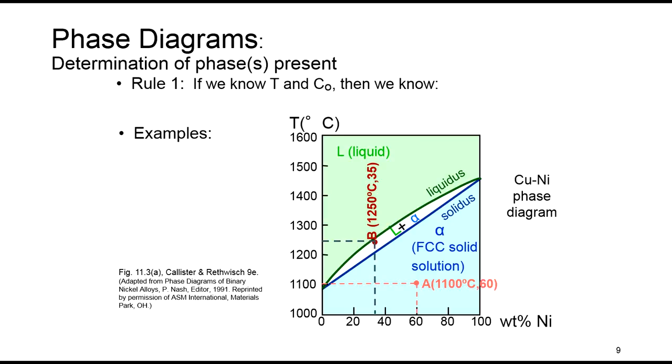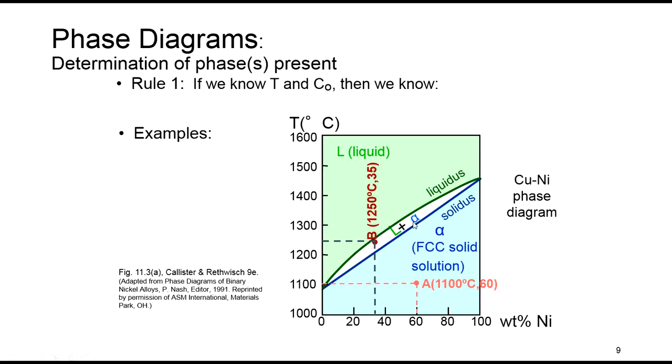As an example, at point A, we know the temperature is 1100 degrees Celsius and the weight percent of nickel is 60%. Of course, we are dealing with one phase, which is alpha solid, and at point B, in which the temperature is 1250 degrees Celsius and the weight percent of nickel is 35, we are dealing with two phases, which is liquid plus alpha phase.